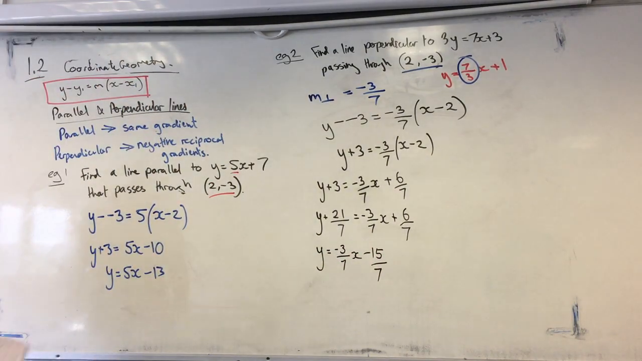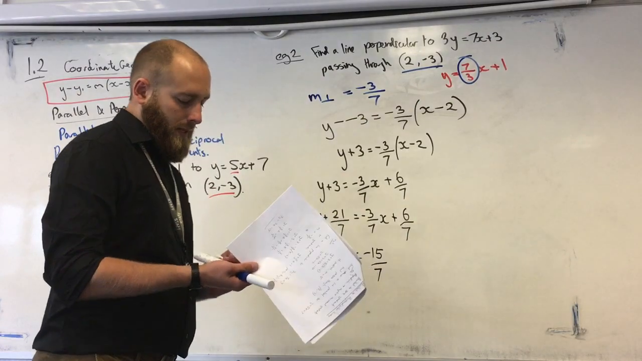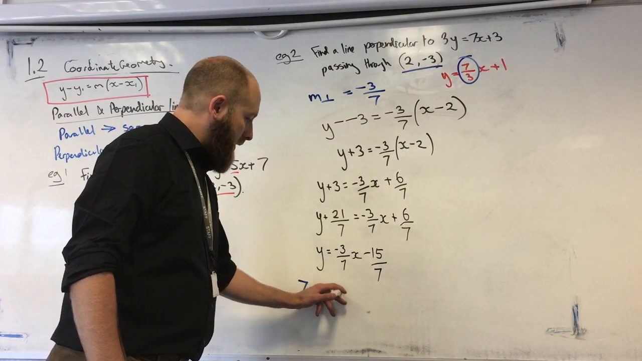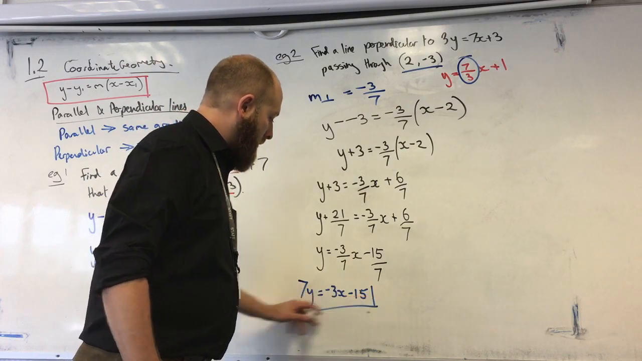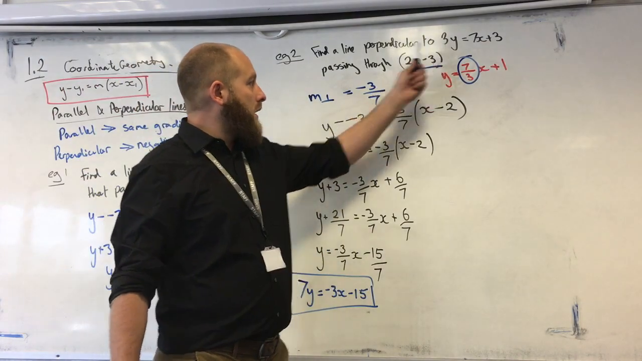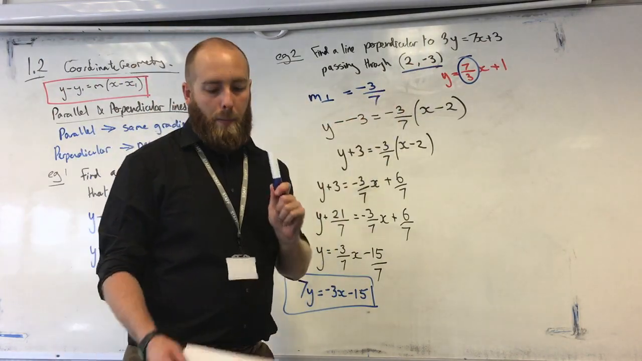And if you wanted to, you could times everything through by 7 because it looks a bit neater, and get 7y equals minus 3x minus 15. So that is the line perpendicular to this one which passes through that point.